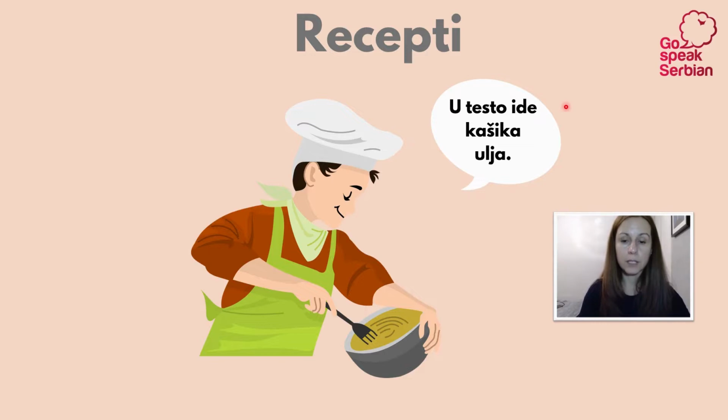I za kraj još jedan primjer. And at the end, one more example of where we use measurements for food. So we use them in recipes. Recipes, the Serbian word for that is recepti. One recipe, recept. For example, u testo ide kašika ulja. A tablespoon of oil goes into the dough. Kašika ulja, a tablespoon of oil. Ulje is a neuter noun, so as you already know, in genitive it has the ending a. Kašika ulja is a tablespoon of oil.